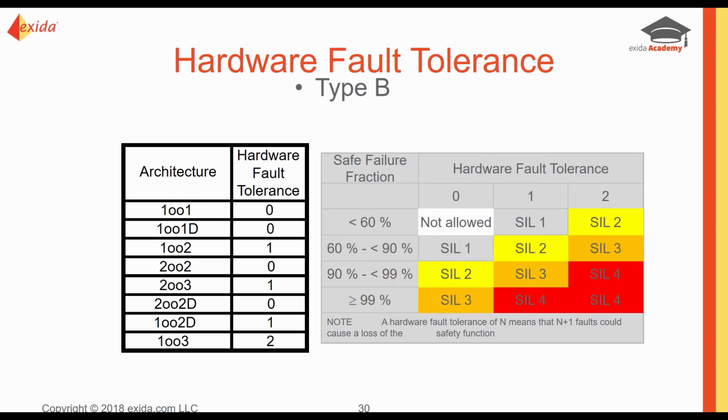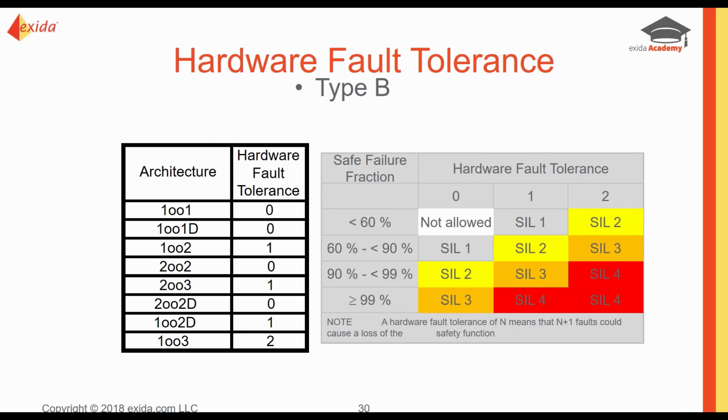And this can go on: 2 out of 3, 2 out of 2D, 1 out of 2D, 1 out of 3. With 1 out of 3, you're actually going to have a hardware fault tolerance of 2, because you only need 1 of those to work, but you have 3 there. There are 2 extra sets. So this is just the same table that we looked at before.